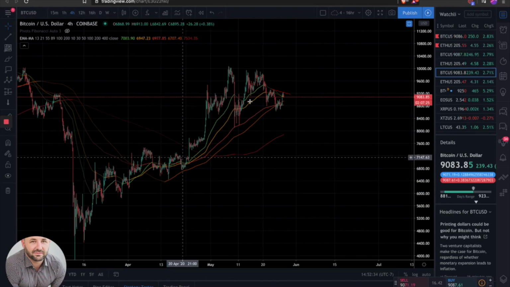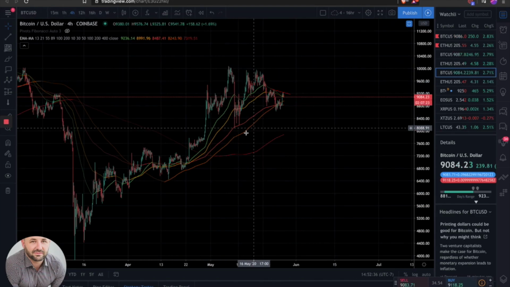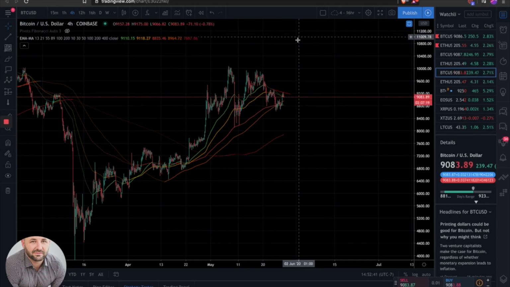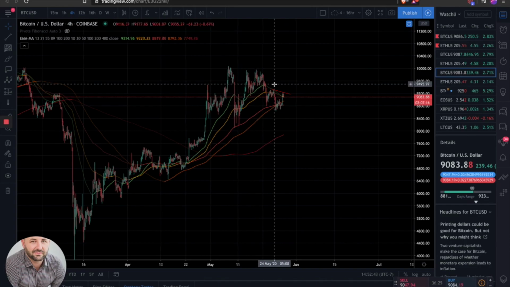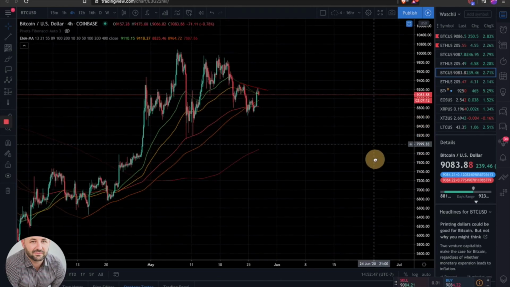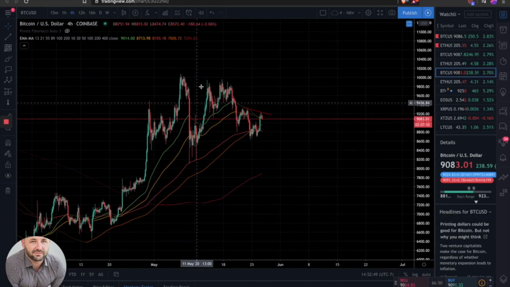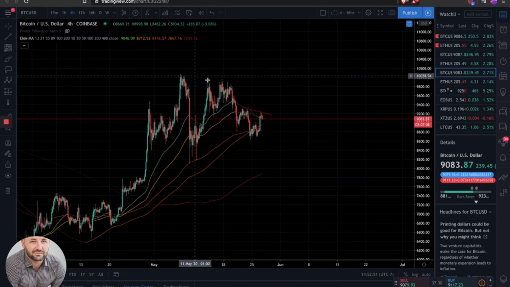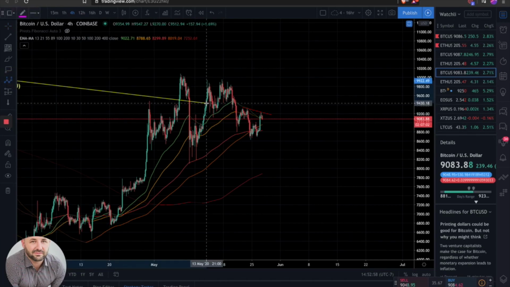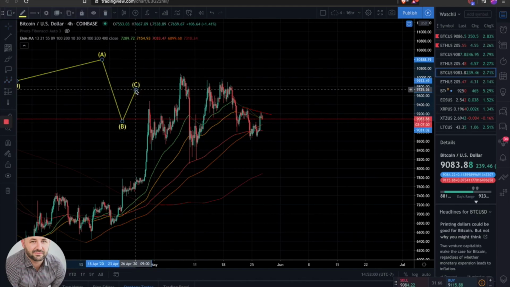All right, so again, we could be potentially looking at that fourth wave move where we are consolidating sideways for that move up. But right here is what I was looking at before, saying that potentially could be a wave one down because we didn't break a new high. So if this is a wave one, let's get rid of that.